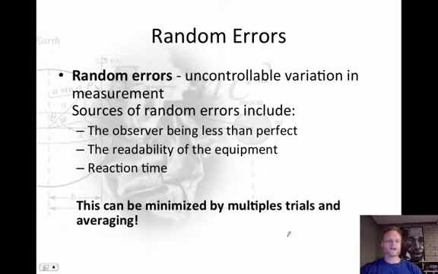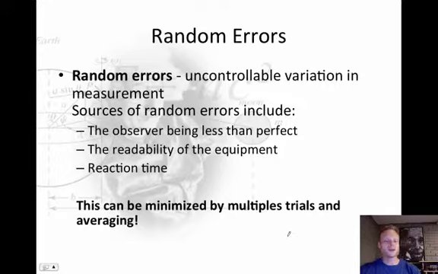So let's talk a little bit about errors. We all make mistakes, and in science the same is true. There are 2 types of errors. The first type I want to talk about is random errors, and these are basically uncontrollable variations in measurements. Some sources of random errors include the observer being less than perfect. So you, as the scientist, will make mistakes as you measure things. That is bound to happen, and so you yourself, as the observer, are actually a source of error.